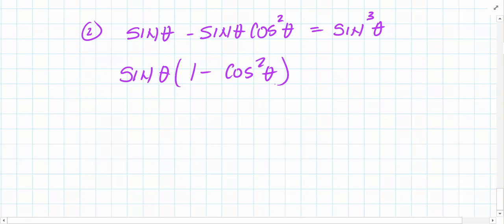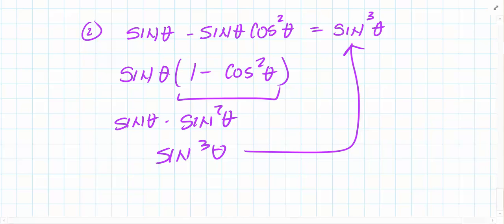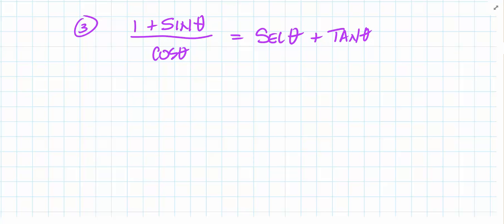Yeah, okay. And then that equals sine squared. Yeah, good. So 1 minus cosine squared theta is equal to sine squared theta. And then what's sine theta times sine squared? Sine cubed theta, which is exactly what we were going for right there. Awesome.